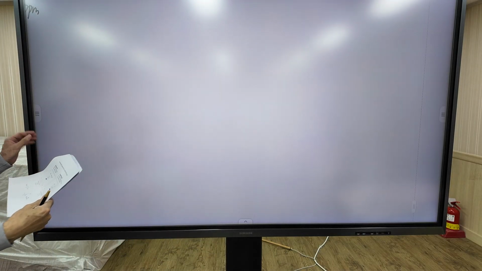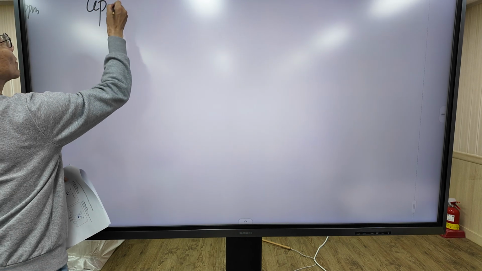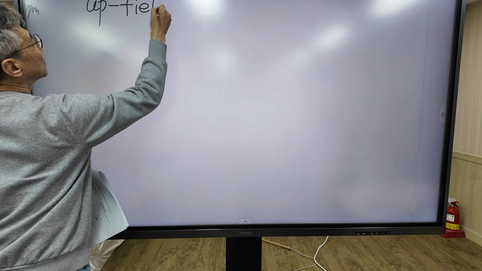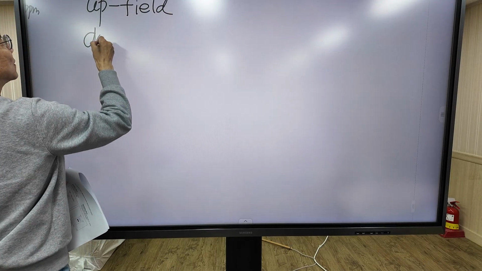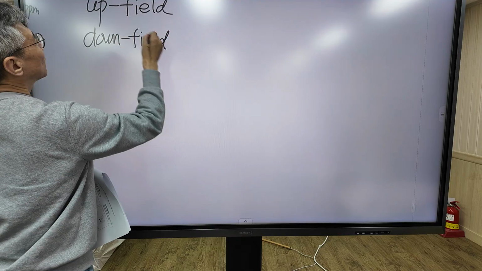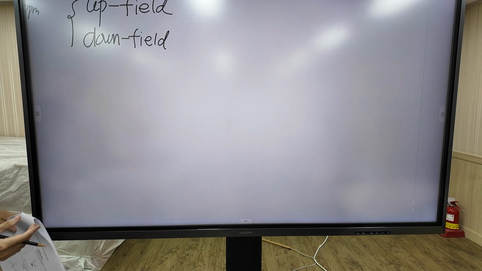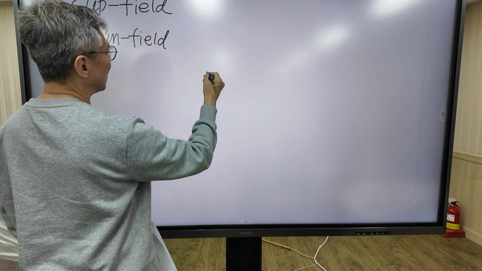And there are two terms that are frequently used in NMR spectroscopy. Upfield, downfield. These terms come from how the NMR spectrum is obtained. So I will explain NMR spectroscopy like this.